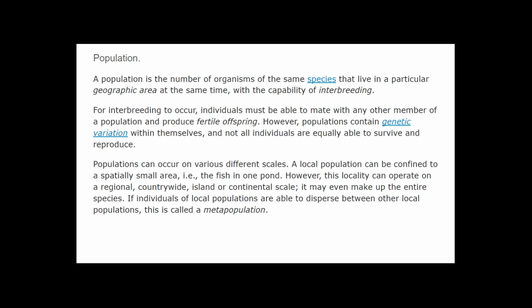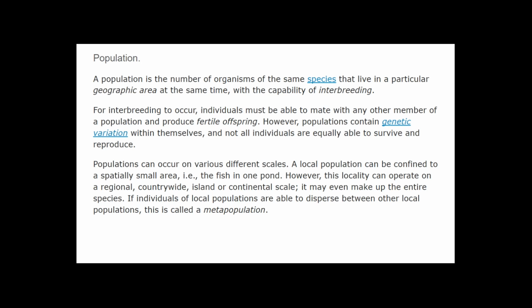So we first of all looked at species. We're now going to look at population. And the population is a number of organisms of the same species that live in a particular geographical area at the same time, with the capability of interbreeding. So that's what a population is. For interbreeding to occur, individuals must be able to mate with other members of a population and produce fertile offspring.